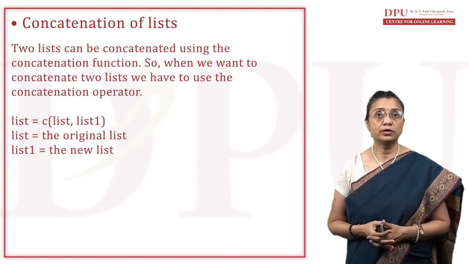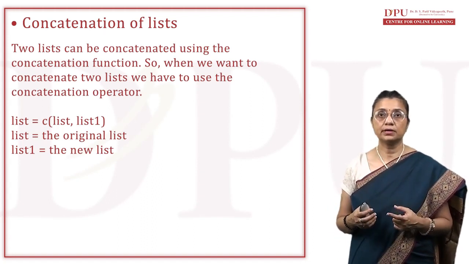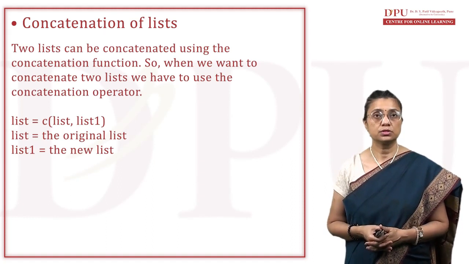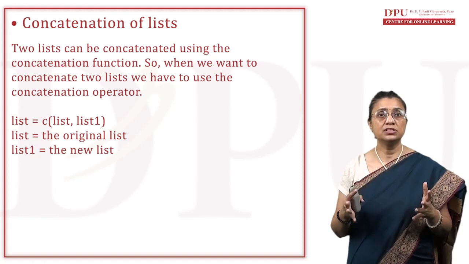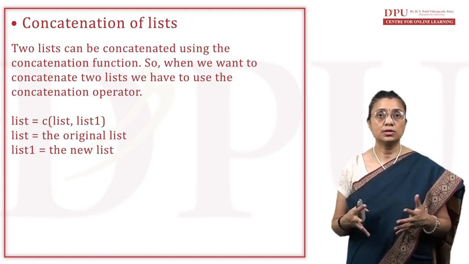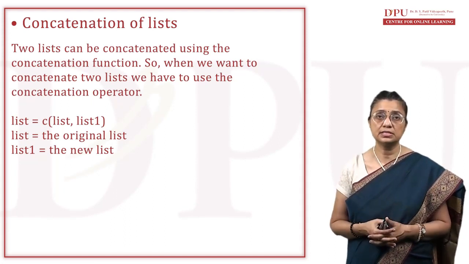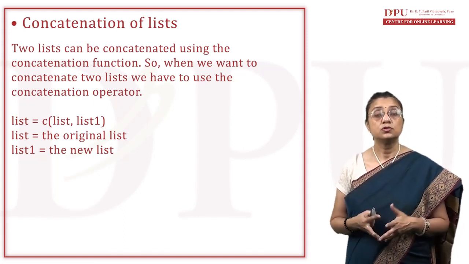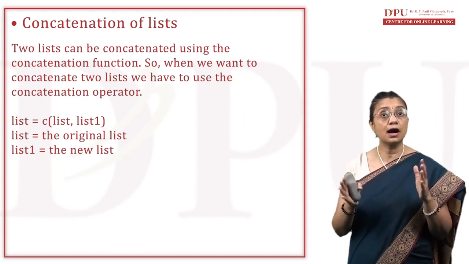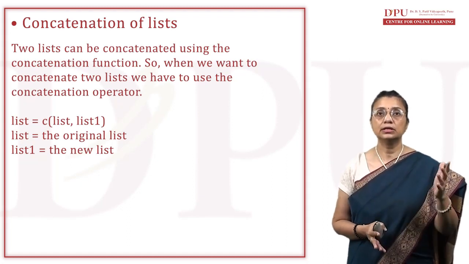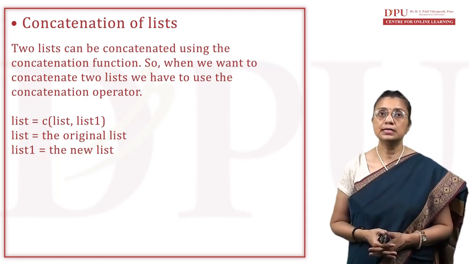When we want to concatenate two lists, we have to use the concatenation operator. You can see the syntax over here: list is equal to c, and within brackets list 1 and list 2. Here, list is the original list and list 1 is the new list. The list is added with list 1 and the resultant is again stored into the list variable. On the left hand side, we see that list and list 1 are added together and restored into the list variable.